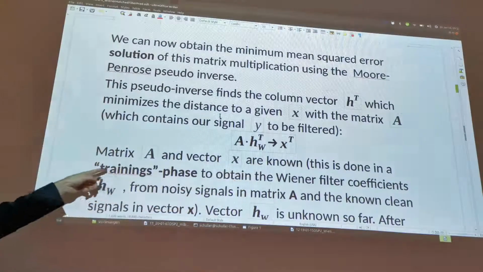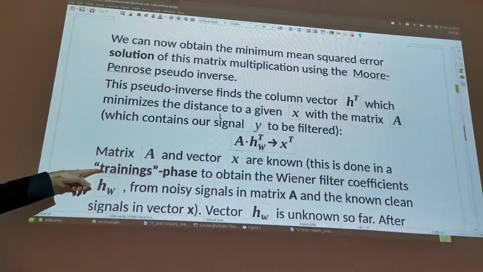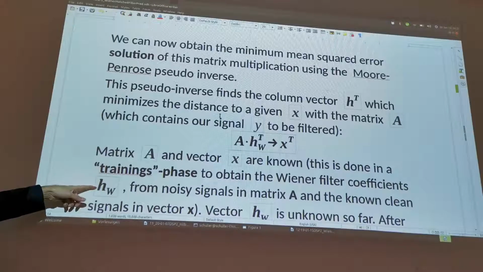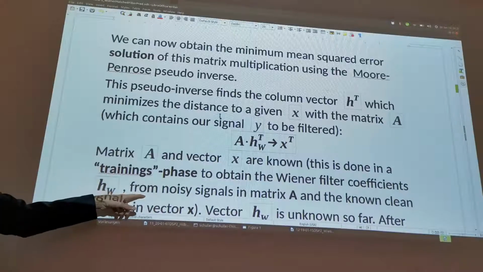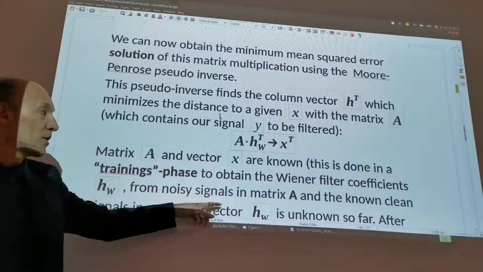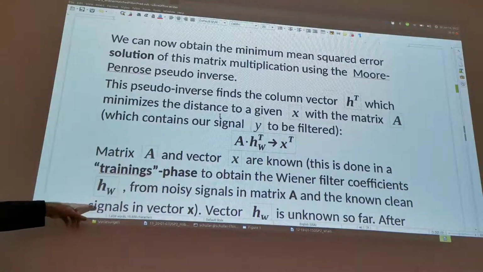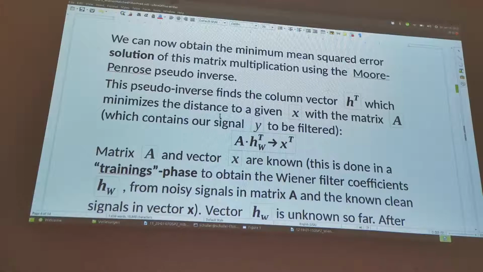So this is done in a training phase to obtain the Wiener filter coefficients, h_W, from a noisy signal in a matrix A and the known clean signals in vector x. So imagine you have some recordings which you made to train your filter. You have a clean recording and then you add some noise, and then you have both x and y.